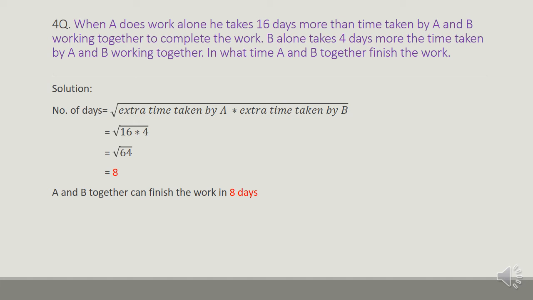For this question, we have a formula: the number of days A and B together take to finish the work is equal to the square root of the extra time taken by A into the extra time taken by B. That is the square root of the extra time taken by A, which is 16, into the extra time taken by B, which is 4. That is the square root of 16 into 4, which is equal to 8. Here A and B together can finish the work in 8 days.